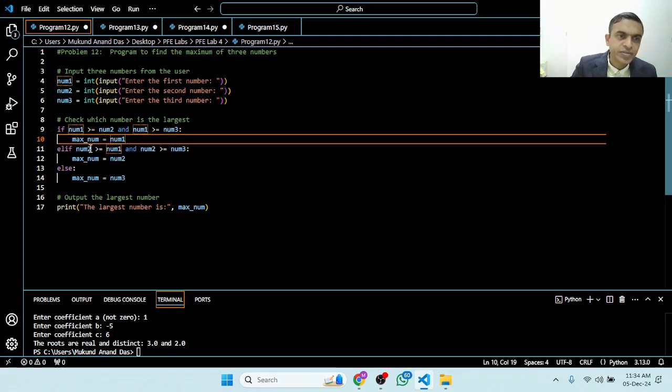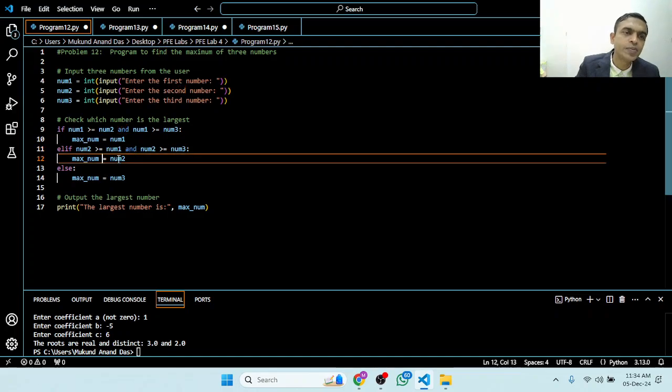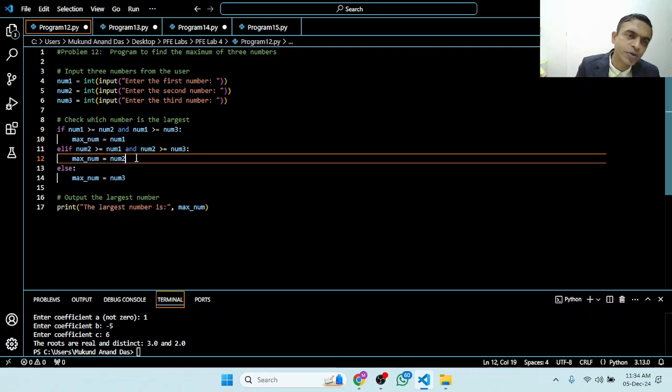Else if number 2 is greater than or equal to number 1 and number 2 is greater than or equal to number 3. Now we are checking number 2 with number 1 and number 3. If number 2 is greater than both of them, therefore we are using the operator and here, then the maximum number is number 2. So we checked number 1, we checked number 2, and if number 1 is not maximum and number 2 is not maximum, that means number 3 is maximum. Else number 3 is maximum, and we get the output here: the largest number is number 3.